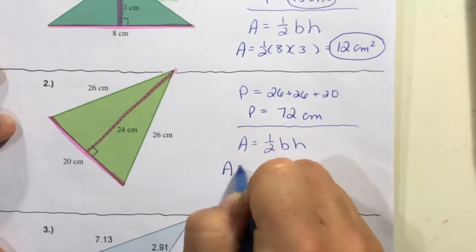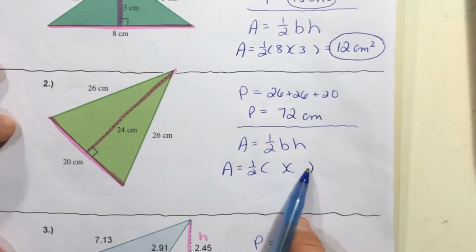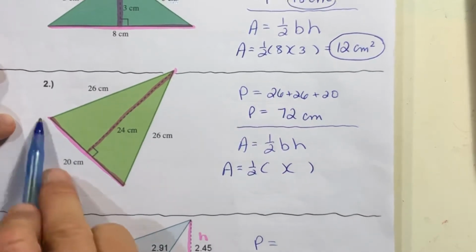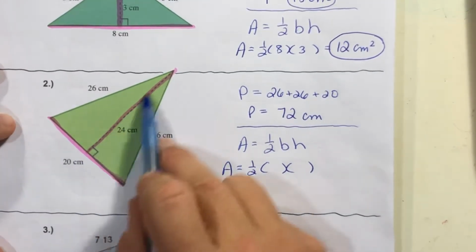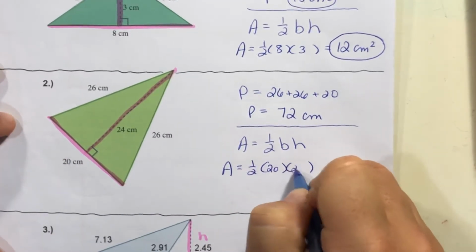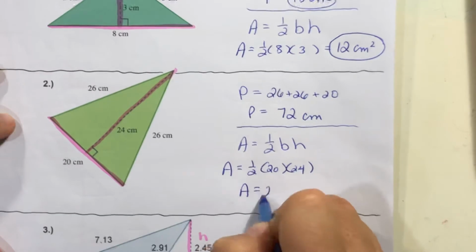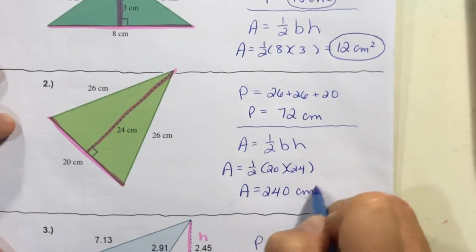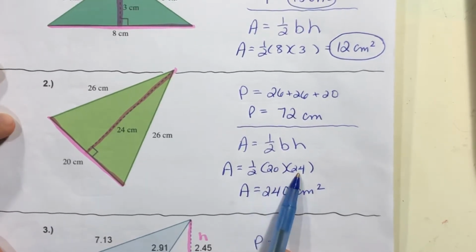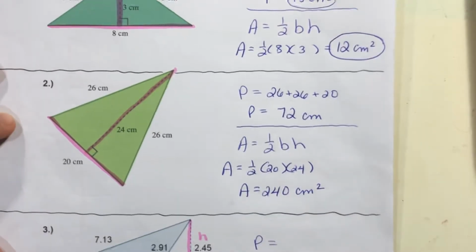Now area equals 1/2 base times height. I'm always writing my formula and I'm always substituting my values below it. You guys should be doing the same thing. The base is 20 centimeters long. The height is not 26, right? Remember, height and base always meet at 90 degrees. My base is 20, my height is 24. 1/2 times 20 is 10, 10 times 24 is 240. I'm going to label that with centimeters squared. Be careful, you could also do this: 20 times 24 is 480, and then you're taking 1/2 of the base times the height, which gives you the same answer.